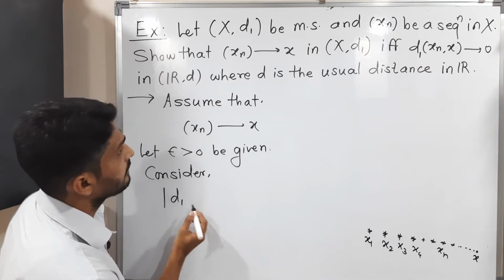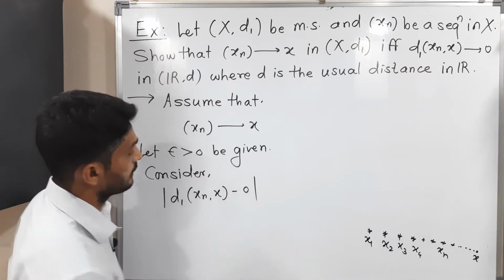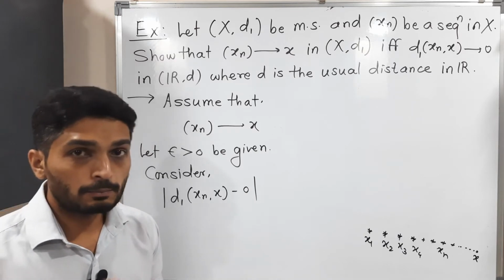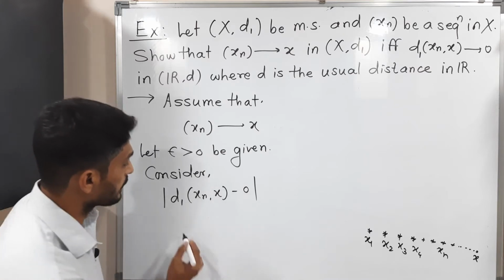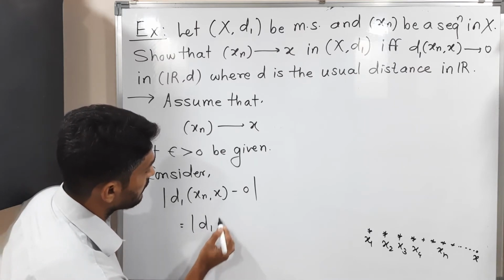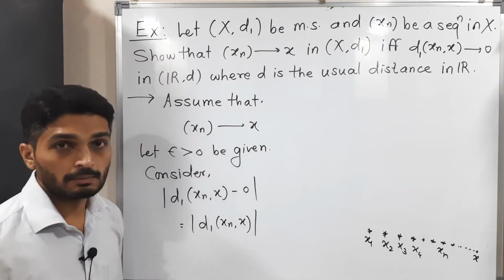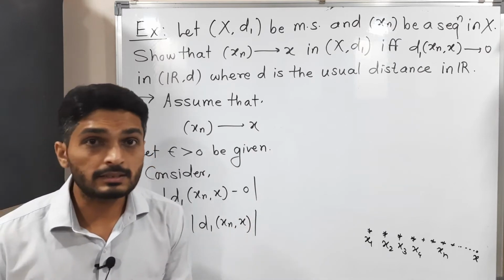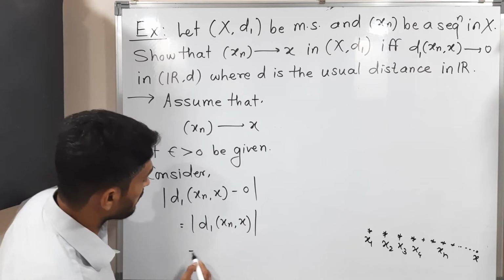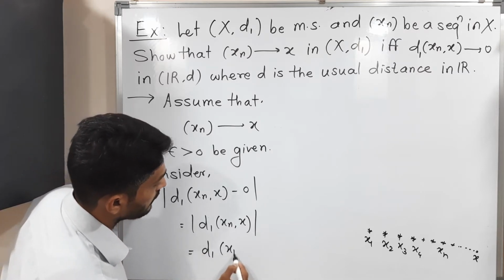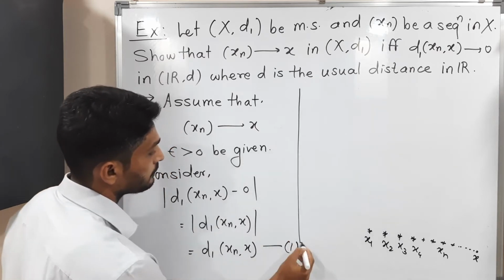mod D1 of Xn, X minus 0. I am considering this one. Our target is to prove that this is less than epsilon. So let us work out on this one. So mod D1 of Xn, X minus 0, that means D means distance cannot be negative, so there is no need of mod. This is nothing but D1 of Xn, X. I will call it equation number 1.